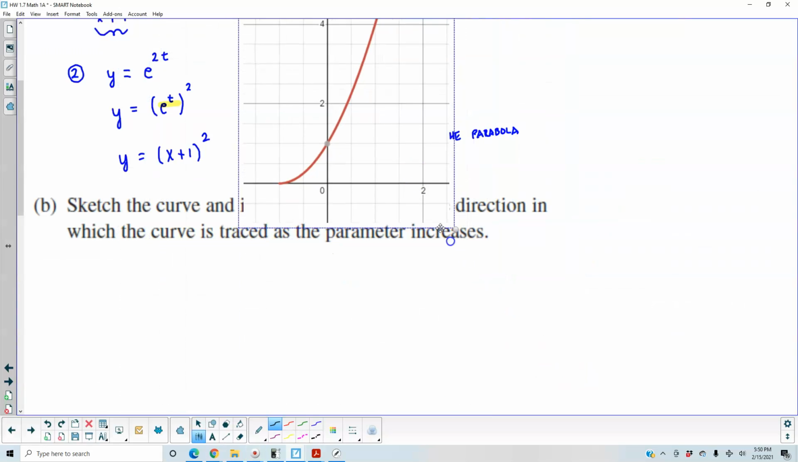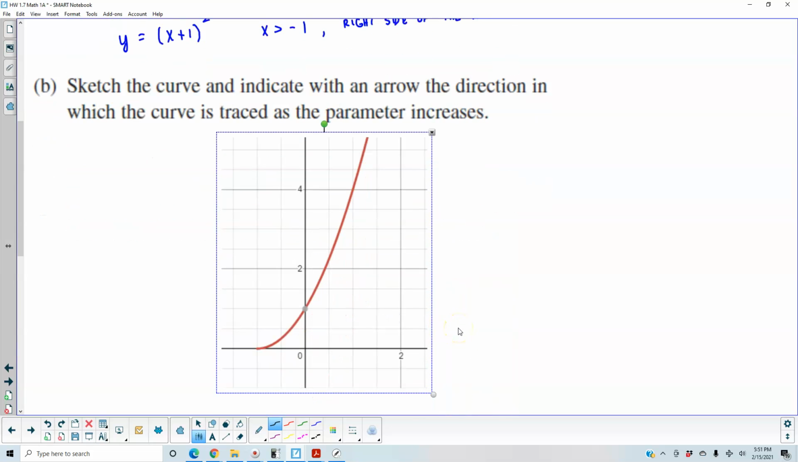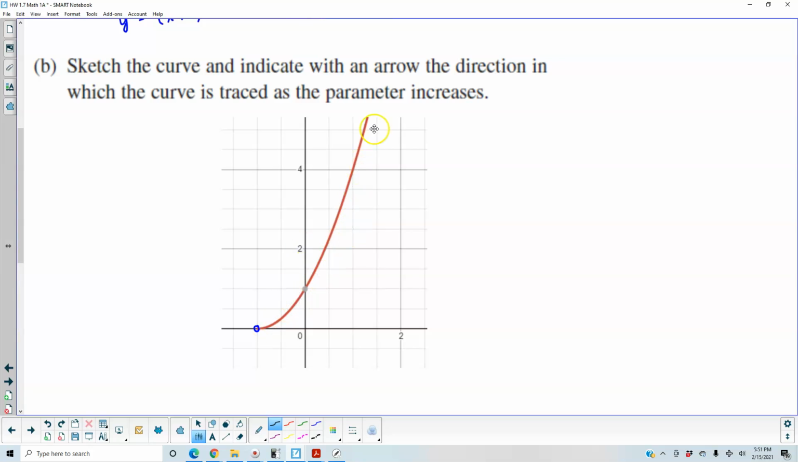So here's our graph. Remember here that we should have an open circle at this point here. Since we're starting here at negative 1 and it's continuing here, that means our arrows should be going in that direction.